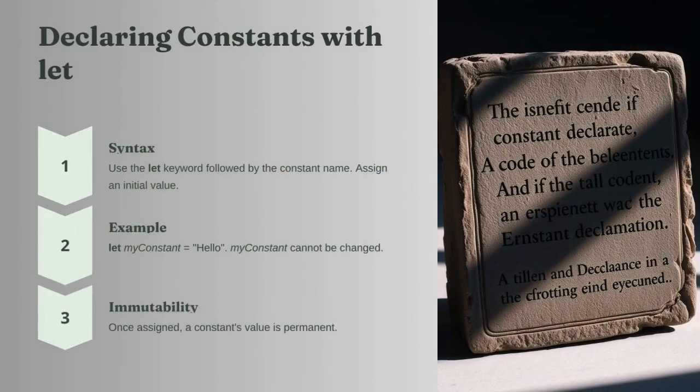Constants. Let's see how we declare and use constants. A constant is declared using the let keyword. Constants store values that cannot be changed after their initial assignment. Once a value is assigned to a constant, it stays the same throughout the application. Take an example: let myConstant equals "hello". In this example, myConstant is a constant. You cannot change its value once it's set.